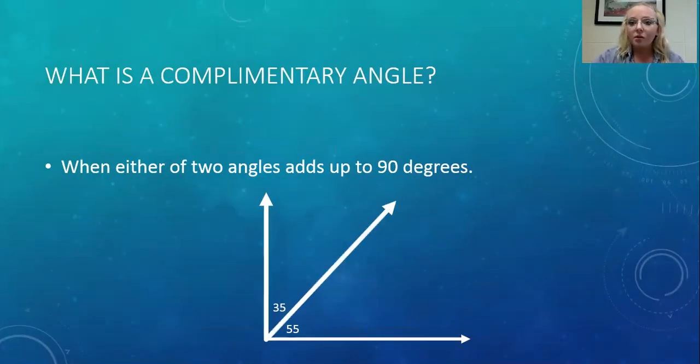Okay, what is a complementary angle? When two angles add up to 90 degrees. That means at a 90-degree angle, which is right here, since there's two different angles, those numbers have to add up together to get 90 degrees. So 35 plus 55 we know is going to be 80, plus the 10 will give us 90 degrees. And so we're going to have to be aware of those.